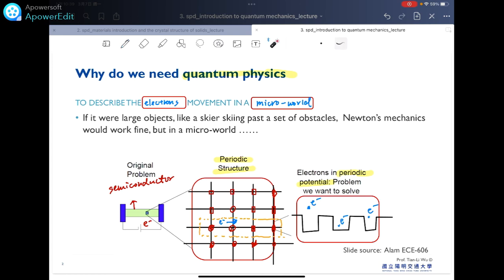So again, now we simplify and further interpret our question. The original question is electron movement in the semiconductor material. But the semiconductor material is just a type of periodic structure with many, many atoms. So now the question has become electron movement in the periodic structure. But the periodic atoms themselves have a different potential. And therefore, the problem can be further interpreted as electron movement in a periodic potential, and we are curious how the electron moves in here, how it moves in here, and how it moves in here. That's exactly the problem that we want to solve.